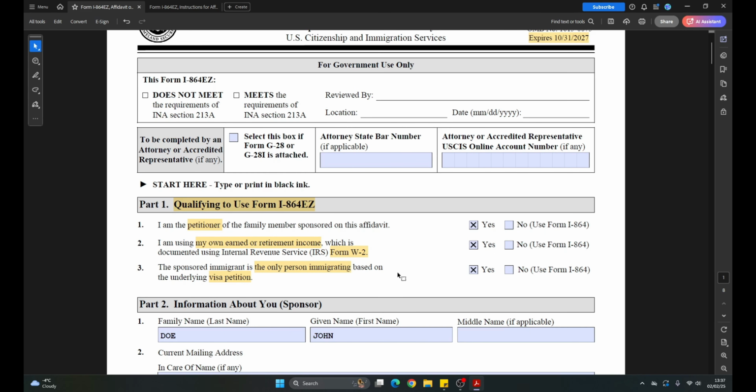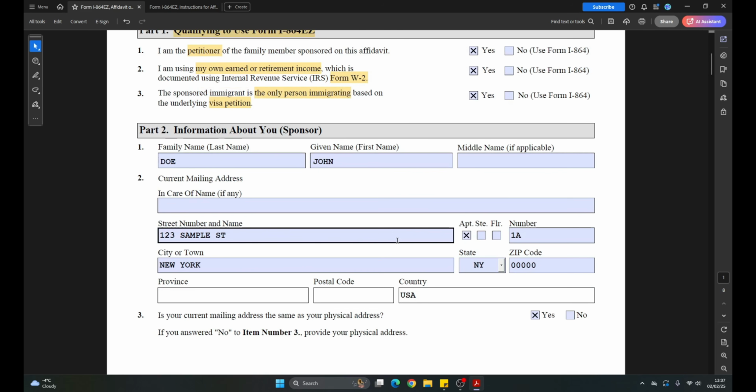So if you are a U.S. citizen petitioning two of your parents, you technically should also be able to use this form I-864EZ because each of your parents have their own separate I-130 petition. So if you meet all three of these requirements, you can go ahead and continue using this form.